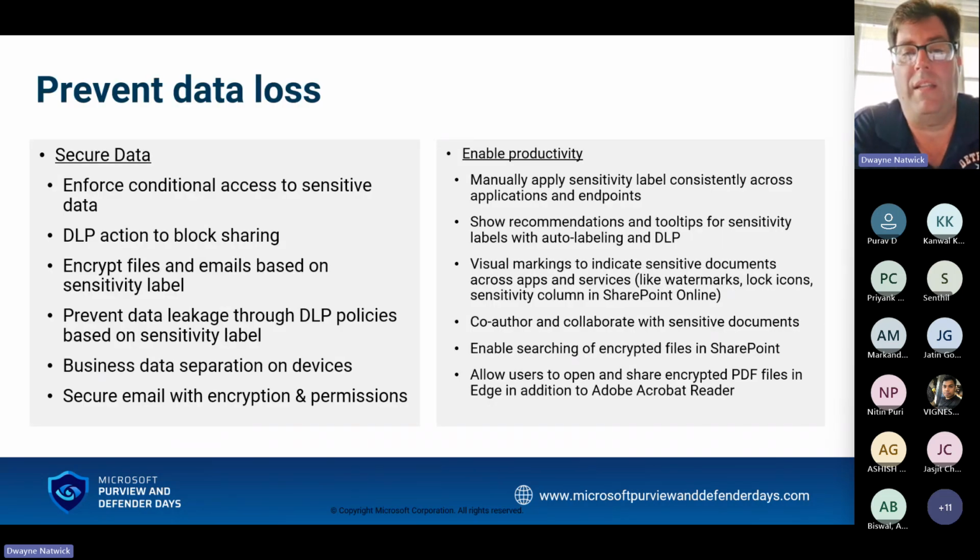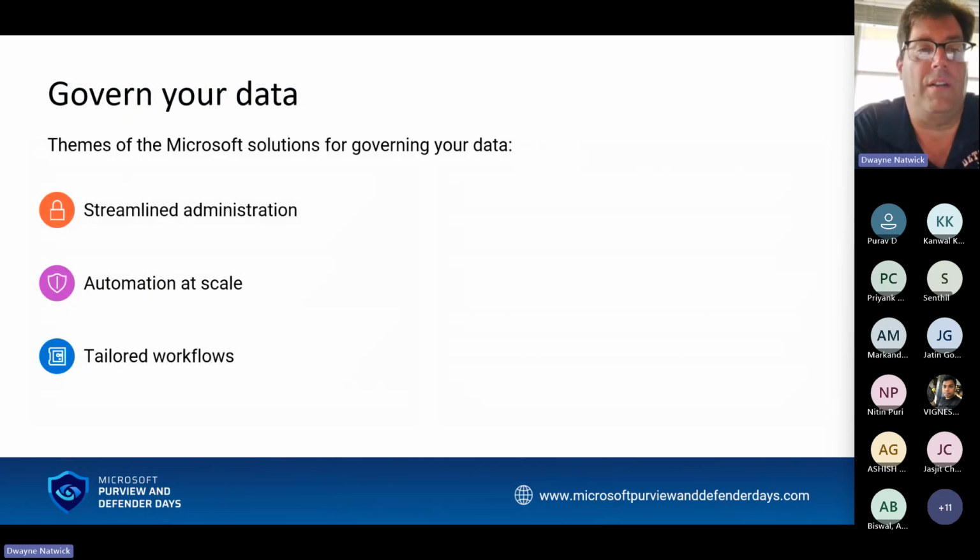Data loss prevention, or data loss protection, solutions obviously are going to help. Sensitivity labels, building those sensitive classifiers and those sensitivity types are going to be key to all of that in terms of preventing data loss and then governing your data. Once we know all that data and we've gone through all of those proper processes, now we need to continuously monitor, and that's what a lot of Microsoft tools are going to help us with. Purview is going to help us very much in that.